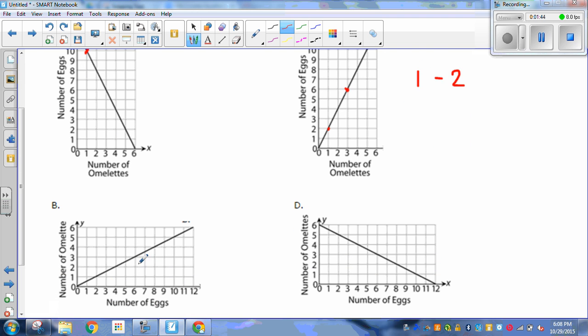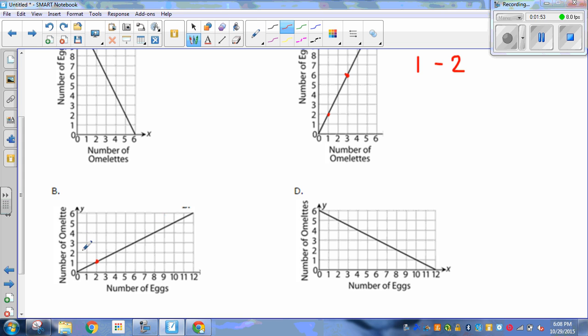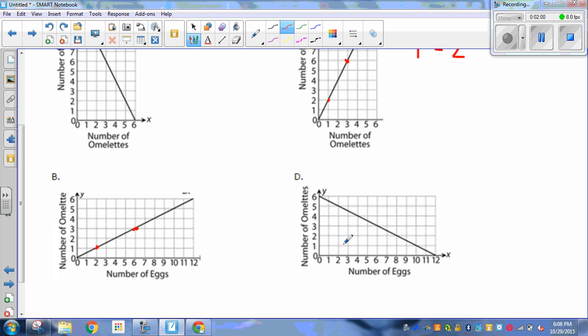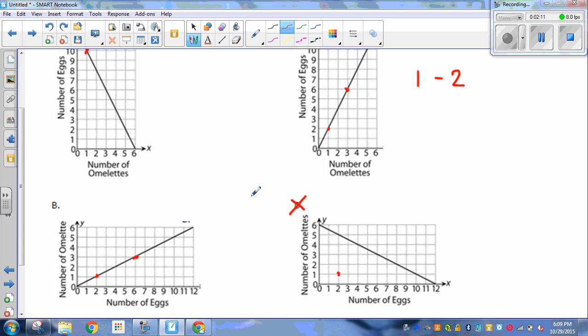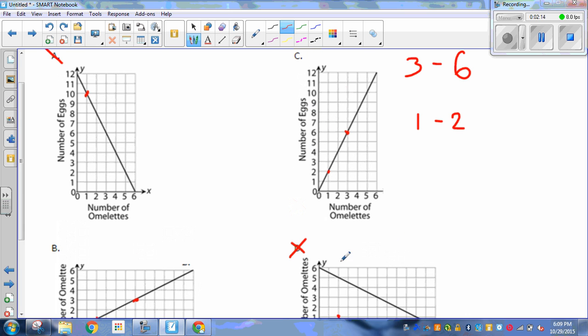Down here, looks like one omelet, 2 eggs, and 3 omelets, 6 eggs. Okay, so that could work. And then lastly, we have again, if I make 1 omelet, that takes 2 eggs. Oh, that's not even close. So that one's not right either. So we're left with these 2 choices, and the only difference between these is that I have eggs and omelets sort of flipped. And C is the right answer.